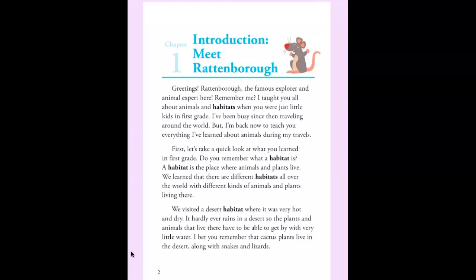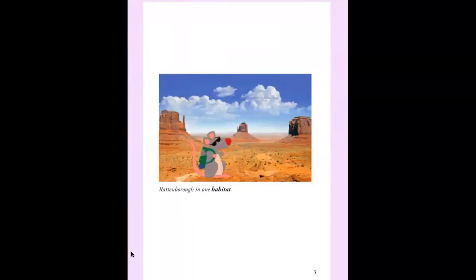Do you remember what a habitat is? A habitat is the place where animals and plants live. We learned that there are different habitats all over the world with different kinds of animals and plants living there. We visited a desert habitat where it was very hot and dry. It hardly ever rains in a desert, so the plants and animals that live there have to be able to get by with very little water. I bet you remember that cactus plants live in the desert, along with snakes and lizards. And there is Rattenborough in one habitat.